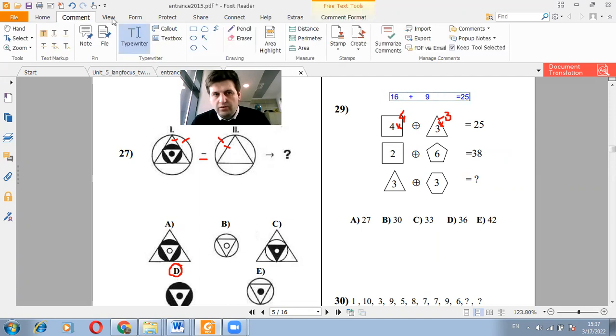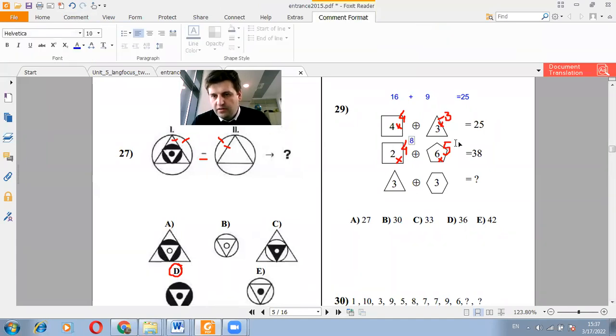The same method, you apply the same method here. Square, a pentagon, we multiply each number and get 8 here plus 30 here, which is 38. We repeat the same operation here. 3 times 3, we have 3, and here we have a hexagon, which is 6. 3 times 3 is 9 plus 18 equals 27, which is choice A.